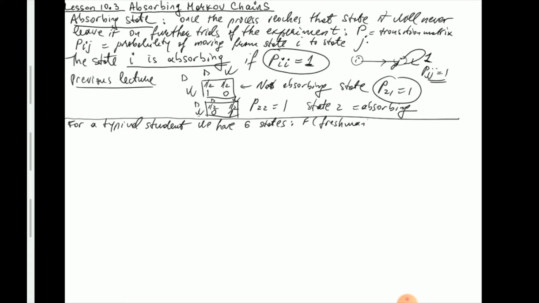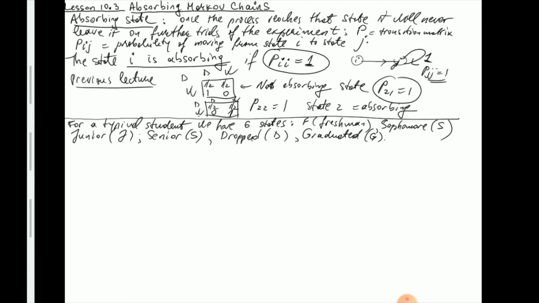Let's label that with F. You could be, what's the next level? Sophomore. Label that with S. Junior, which is the 3rd year, we're going to label that with J. Senior, and then the states which will be absorbing, actually: dropped from college, let's label that with D, and graduated, label that with G.